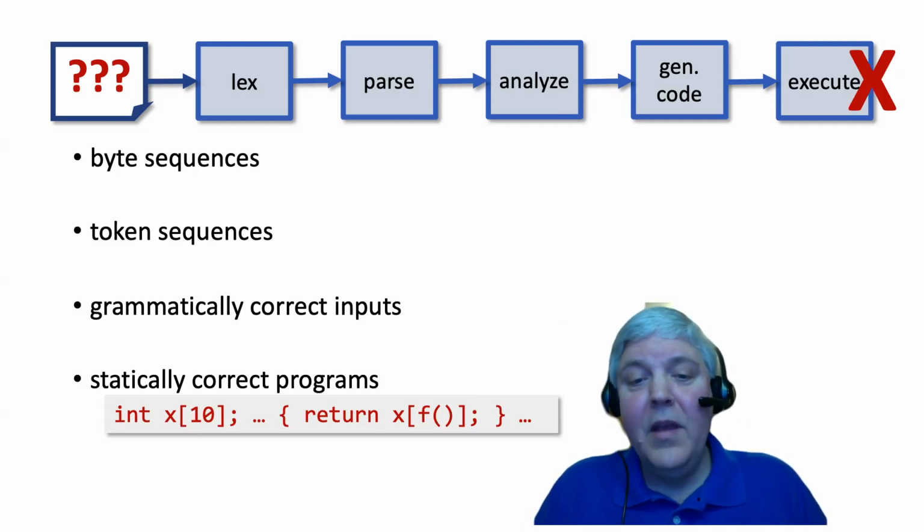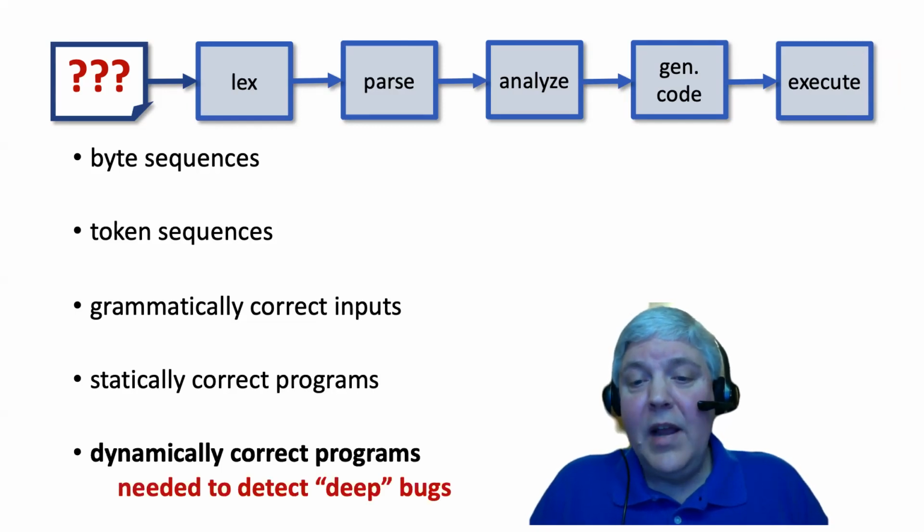And so we can't really tell whether or not this program produces a right or a wrong answer. So what we need to do is we need to produce dynamically correct programs, things that have all these properties. They are correct programs, but they need to avoid unwanted behaviors at runtime. And these are the things that are going to allow us to detect deep bugs.